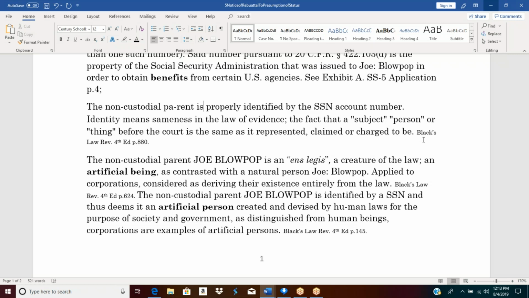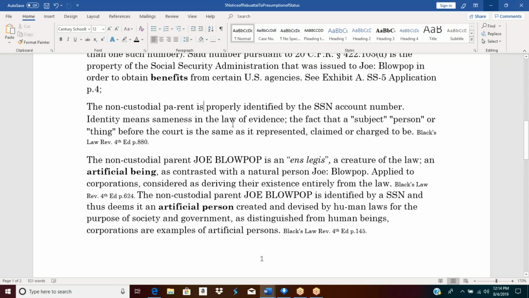Now, the non-custodial parent, Joe Blowpop, is an ens legis, a creature of law, an artificial being, as in contrast with a natural person, which is Joe Blowpop. Applied to corporations considered as deriving their existence entirely from the law. Black's Law, 4th, 624. The non-custodial parent, Joe Blowpop, is identified by SSN and thus deemed an artificial person, created and devised by human laws for the purpose of society and government, as distinguished from human beings. Corporations are examples of artificial persons.